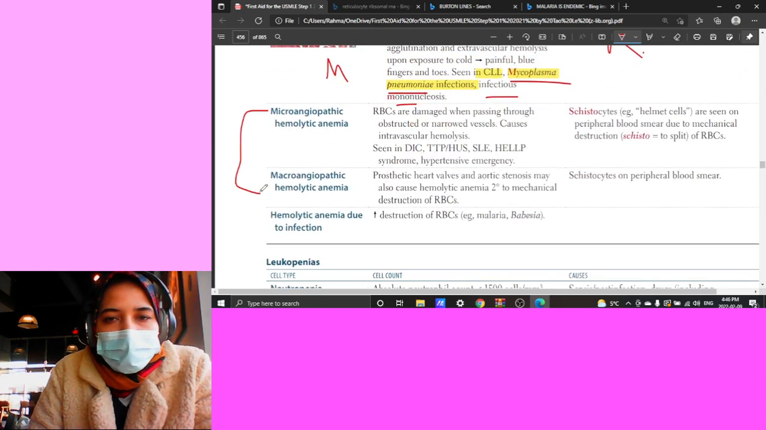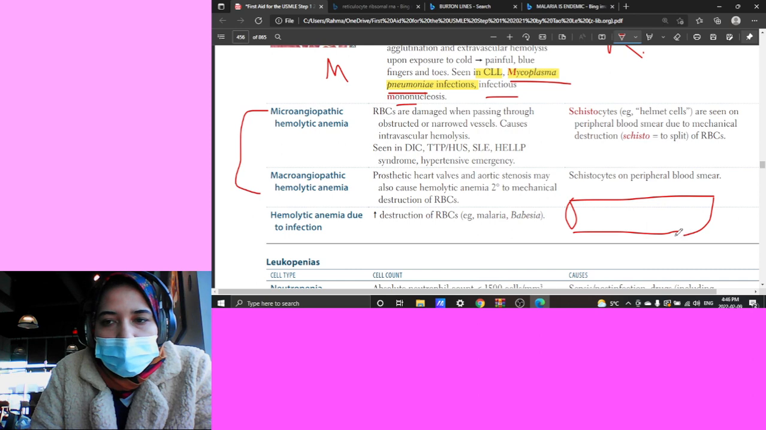Your micro and macroangiopathic anemias, we have already discussed this before. As your RBC is passing through the blood vessel, there might be a clot there, and as it's passing through, it gets damaged. You're going to get these fragments, which are the schistocytes you're seeing in both.